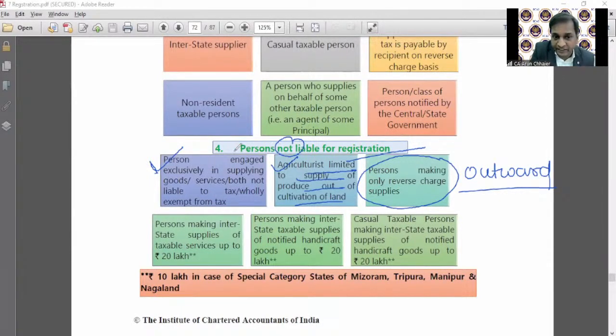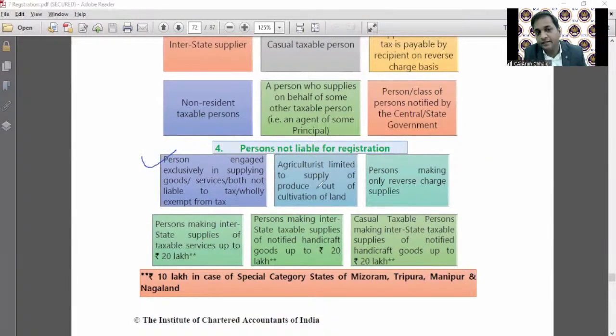But let me complete this particular point first. I have left section 23 in between: a person engaged exclusively in the supply of goods which are not leviable to tax or are wholly exempt is not liable for registration. An agriculturist who is providing the supply out of the cultivation of land is not required to take registration even though turnover exceeds the threshold limit. I am an advocate. I am providing the service to you.